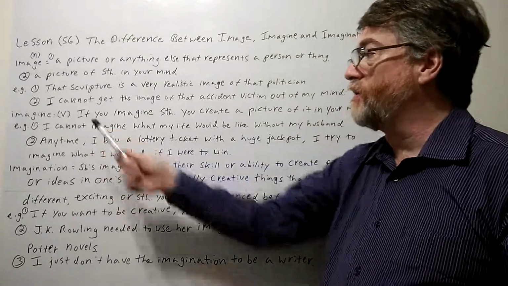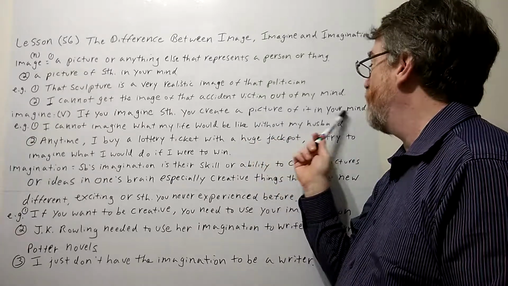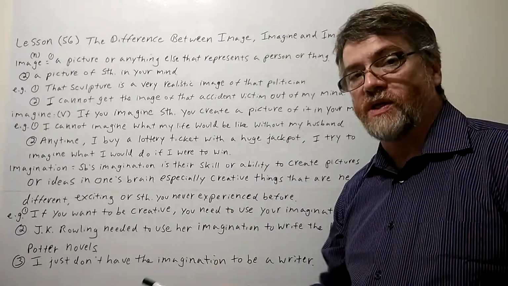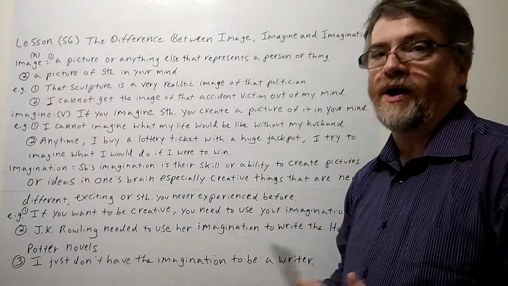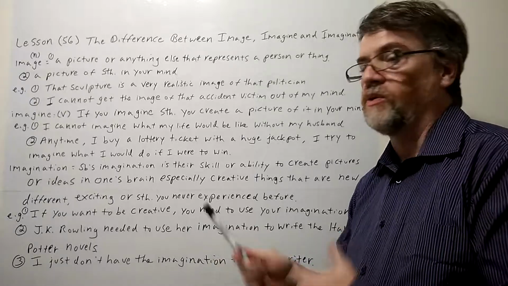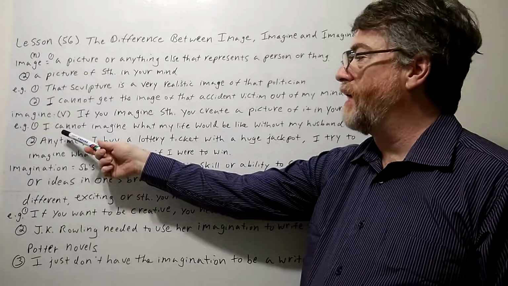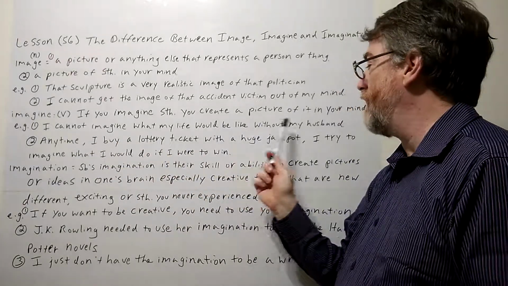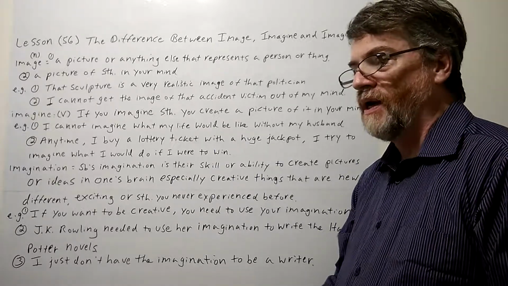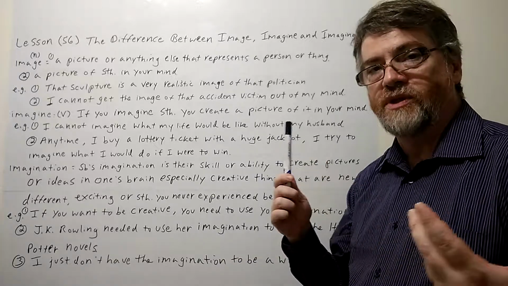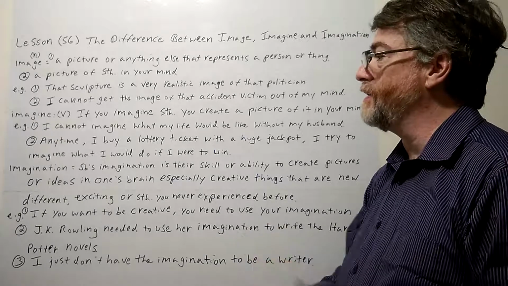Now, imagine is a verb. If you imagine something, you create a picture of it in your mind, or pictures of it in your mind too. So imagine could be kind of like a little movie camera going in your mind, or it could be an individual picture. Could be both, but it is a verb. So here we have an example. I cannot imagine what my life would be like without my husband, or somebody might say without my wife, without their partner. It's hard for them to create these ideas or pictures in their head.